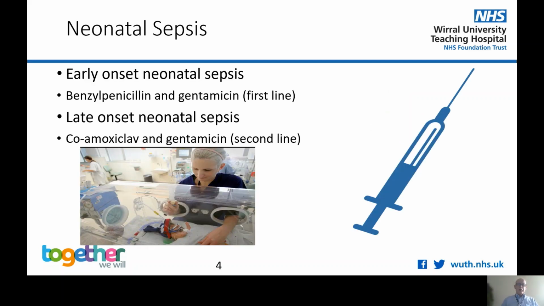So, neonatal sepsis. We use benzylpenicillin and gentamicin first line for early onset neonatal sepsis and late onset neonatal sepsis, so sepsis after 3 days of life. We would use co-amoxiclav and gentamicin. So you can see all of the regimes that we use initially involve gentamicin, therefore it's useful to have an understanding of the kinetic process.